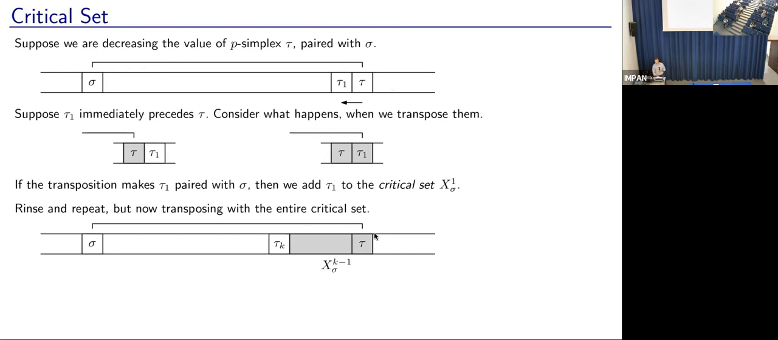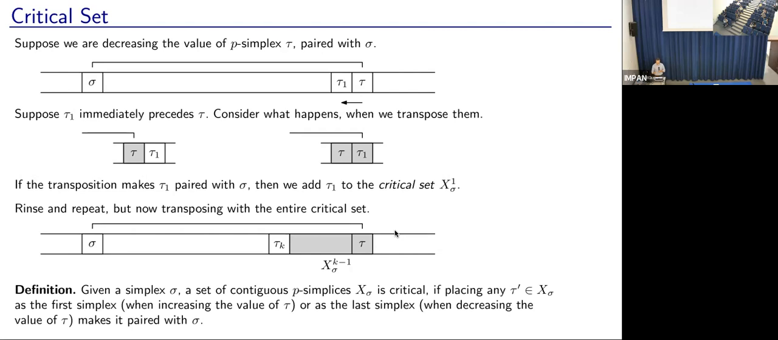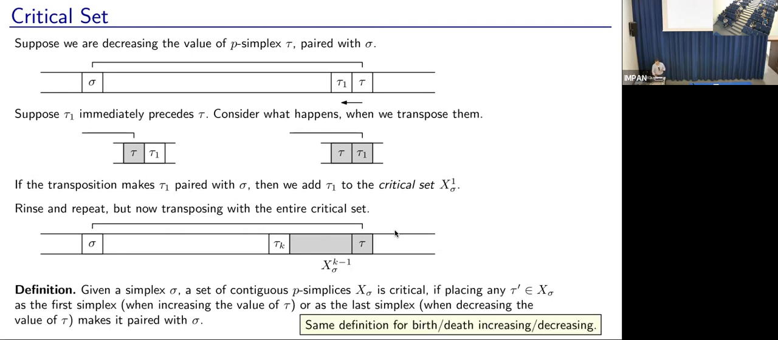And now I have to ask this question about the entire critical set. I have some critical set x_{k-1}, and there is some tau k. The question is, what happens if I move tau k to the right? It switches or it doesn't switch. The definition just recaps what I said, and it's the same for birth and death, whether the value is increasing or decreasing: it's always a contiguous set of simplices such that the first or the last is paired with your target, sigma in this case.